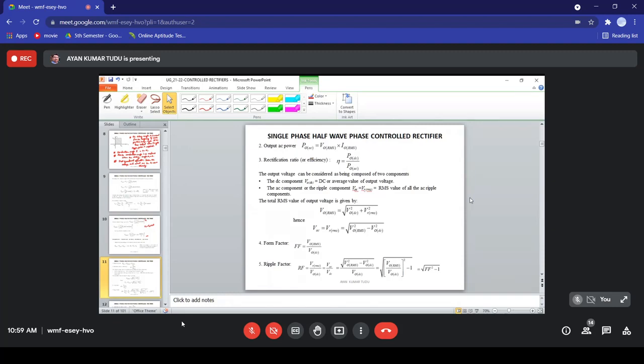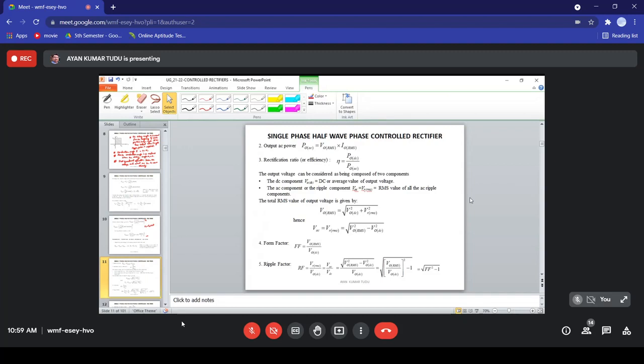Okay. What about the form factor? Form factor is equal to V0 RMS by V0 DC. What about the ripple factor? Ripple factor will be equal to root over of form factor square minus 1. Okay, so please remember that I have not solved any particular problem, but you may try to solve this type of problems where the alpha value will be given from any book.